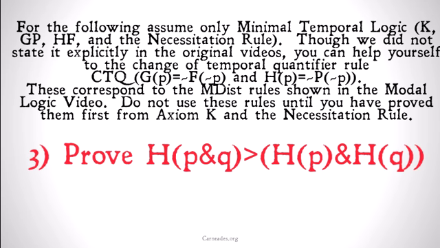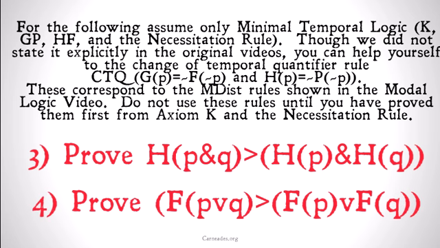So your first task is to prove if it has always been the case that P and Q, then it has always been the case that P, and it has always been the case that Q. And then you need to prove at some point in the future, it will be the case that either P or Q implies that at some point in the future it will be the case that P, or at some point in the future it will be the case that Q. Okay? Those are your next two challenges to prove.